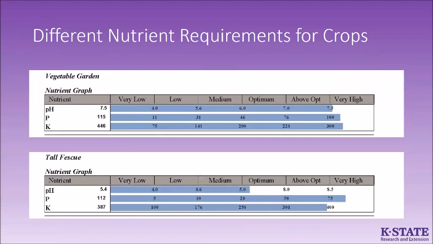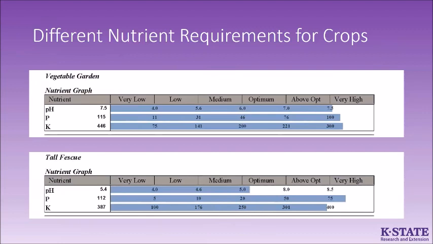On this slide, I'm showing the nutrient graph for the vegetable garden with the tall fescue lawn nutrient graph below it. Notice the levels listed as optimum. For vegetable gardens, a pH between 6.0 and 7.0 is in the optimum zone. For the lawn, a pH between 5.0 and 7.0 is still optimum. The ranges are different for phosphorus and potassium too. Higher levels of nutrients are needed for productive vegetable gardens versus lawns.